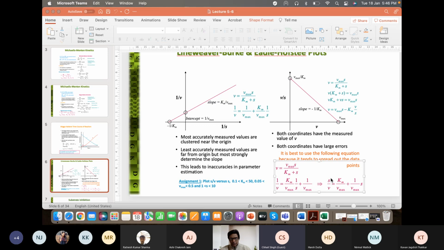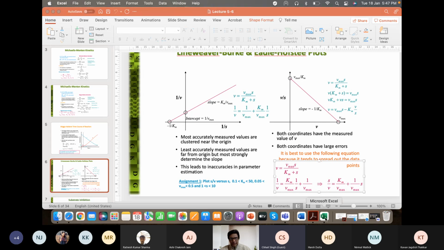So if you actually were to plot this one, here you get a -1 upon k, and you have v by s. So that is different. Essentially s by v versus s. So this is not the same as this one, if you notice. This is s by v versus s. So this curve would actually have a line that goes in this direction from here, and in that you will not see the separation taking place.